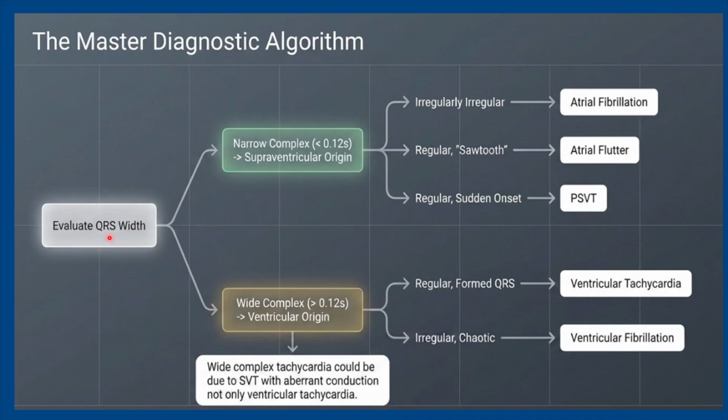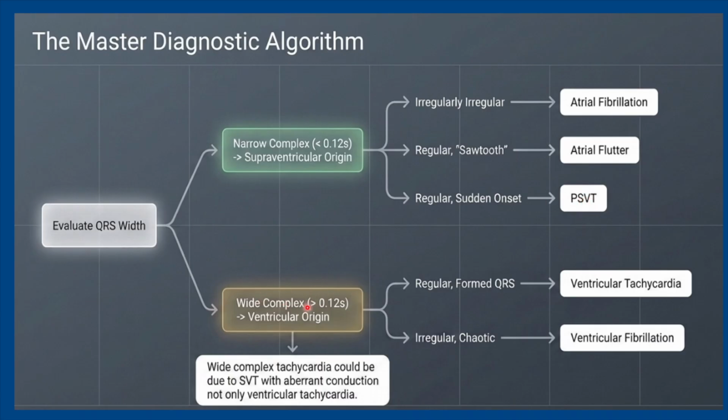So if you have this algorithm, evaluate the QRS width. If the QRS is narrow, which means that the QRS is less than 0.12 second, this means supraventricular origin of the arrhythmia. If the arrhythmia is completely irregular, this is atrial fibrillation. If it is regular with sawtooth appearance, it is atrial flutter. If regular with sudden onset, sudden offset, it is paroxysmal supraventricular tachycardia.